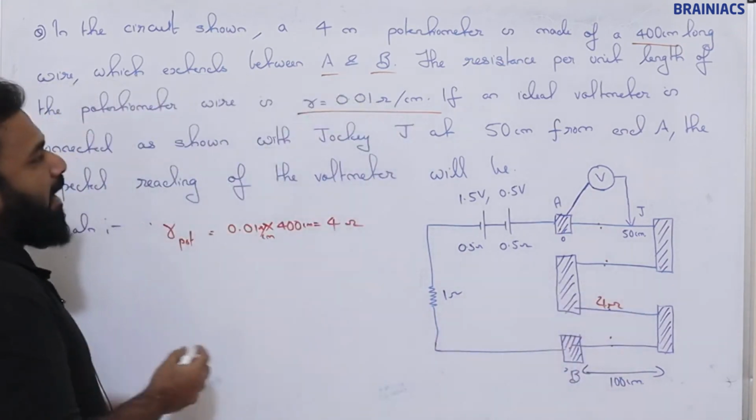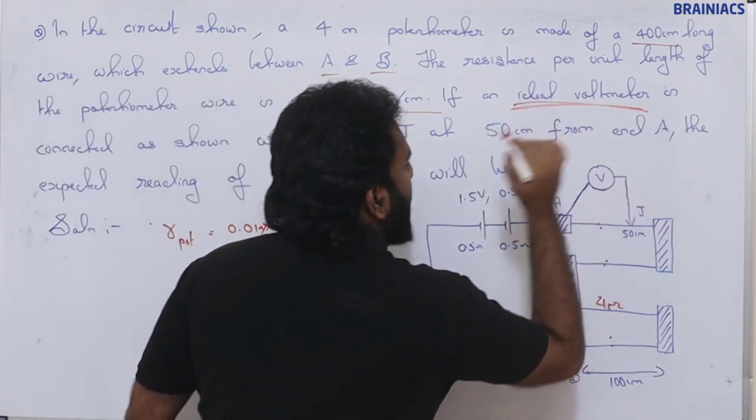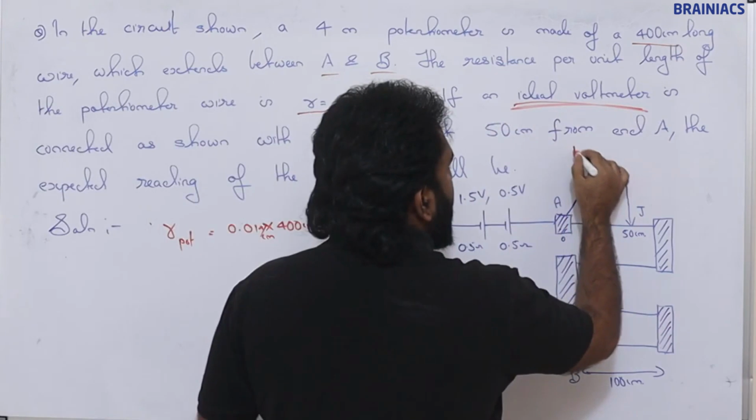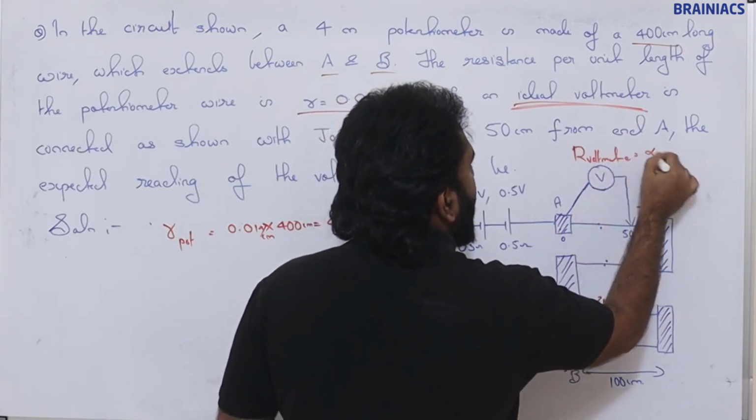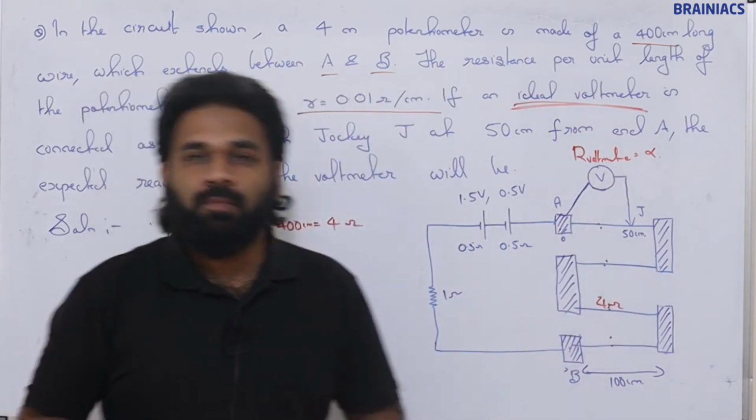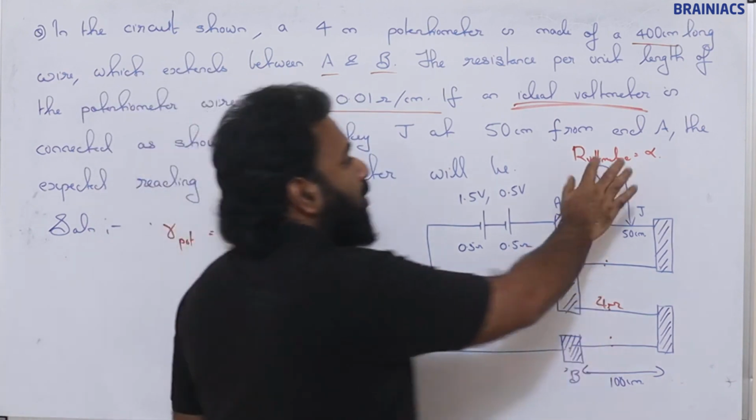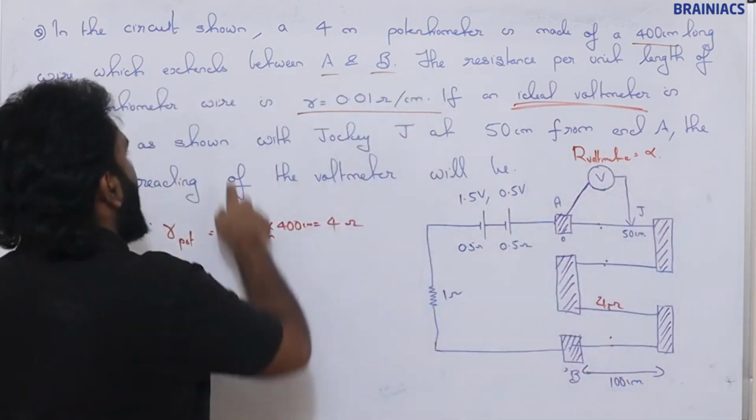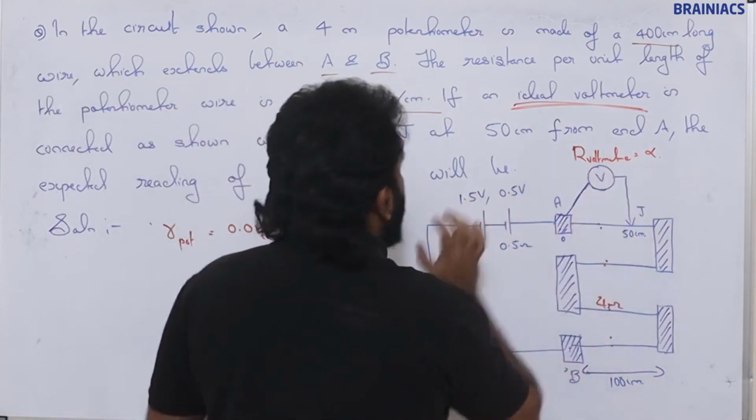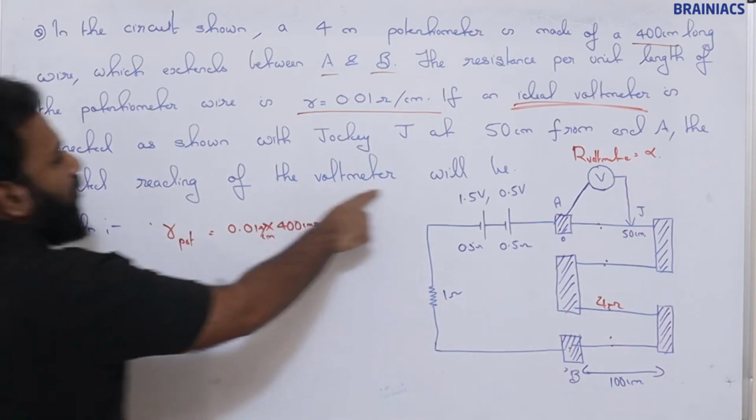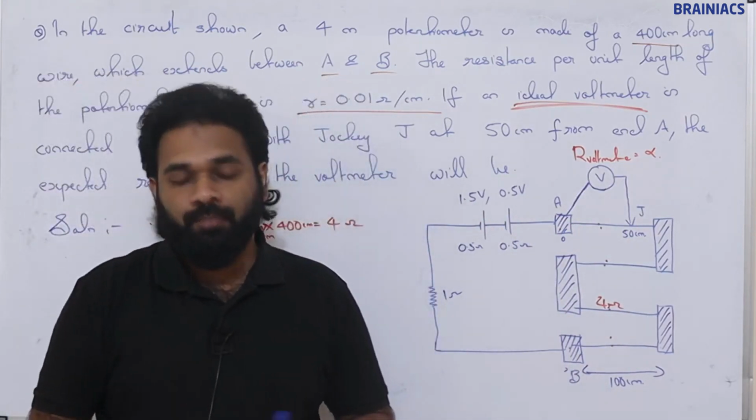If an ideal voltmeter is connected, ideal voltmeter means what? The resistance of this voltmeter is going to be infinite. So the ideal voltmeter is connected here, as shown with jockey at 50 centimeter from end A. The expected reading of the voltmeter will be, we need to find the reading of the voltmeter.